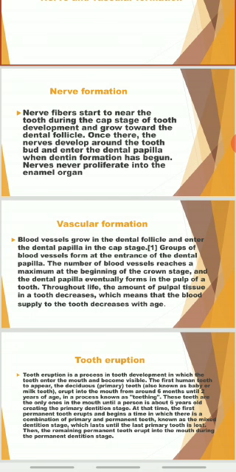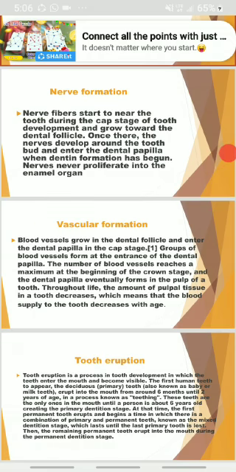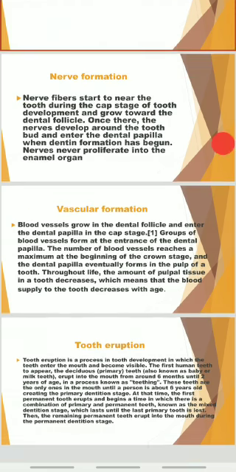These teeth are the only ones in the mouth until a person is about 6 years old, creating the primary dentition stage. At that time, the first permanent tooth erupts and begins a time in which there is a combination of primary and permanent teeth, well known as the mixed dentition stage. As the name indicates, these teeth are primary and permanent. That's why it is known as the mixed dentition stage, which lasts until the last primary tooth is lost. Then the remaining permanent teeth erupt into the mouth during the permanent dentition stage.